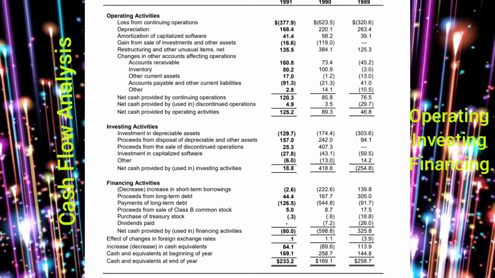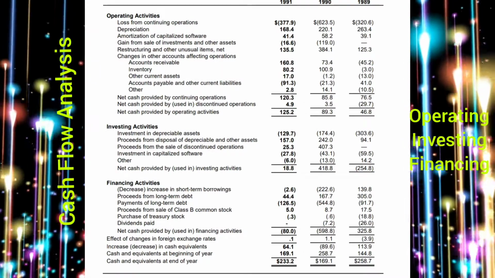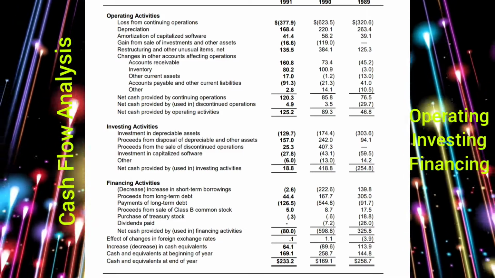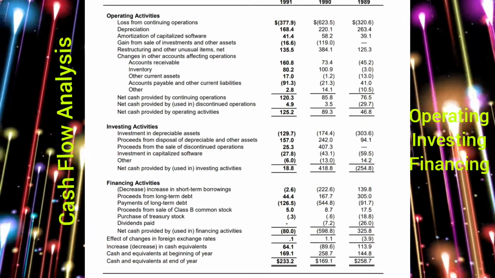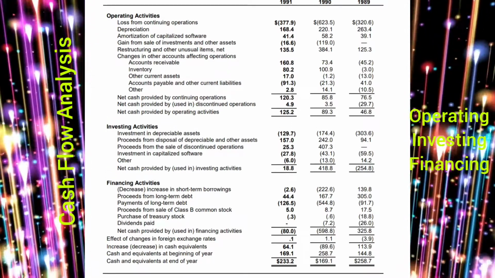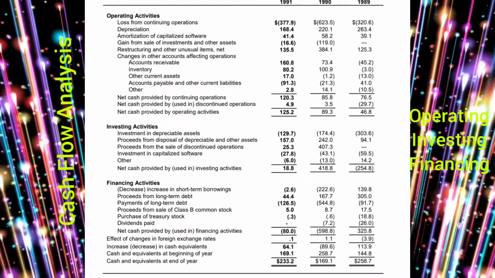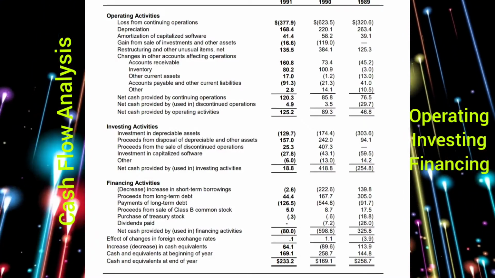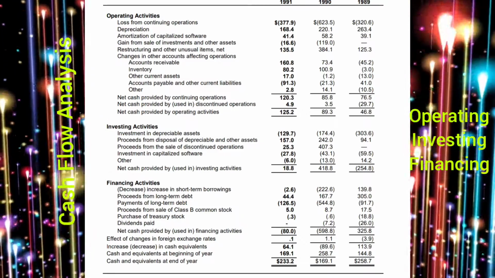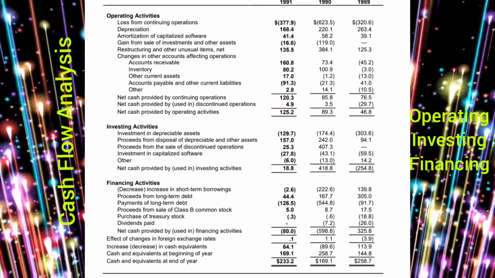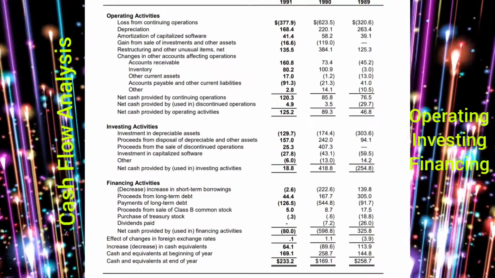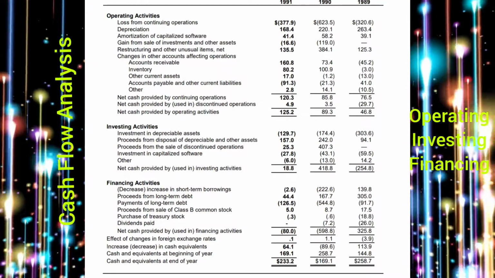Again, if I am looking at 1989, the picture is somewhat different from 1991 and 1990, where again CFO is greater than net income. What are the positive reasons? Depreciation, software amortization, restructuring, unusual item, and accounts payable which is up. What are the negative reasons? Accounts receivable going up is a negative reason. Inventory which is up is again a negative reason. And accounts payable being up is a positive reason for 1989.